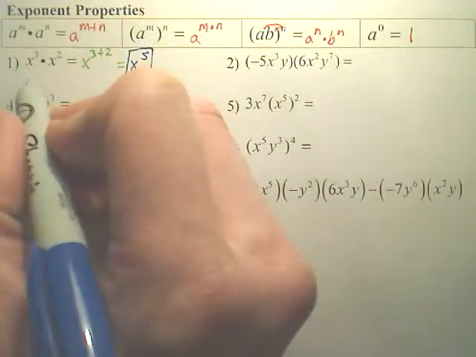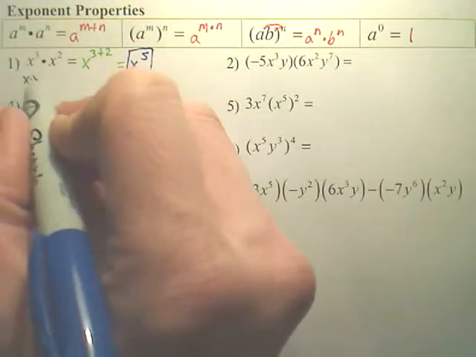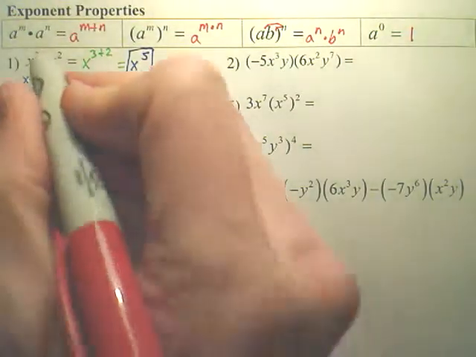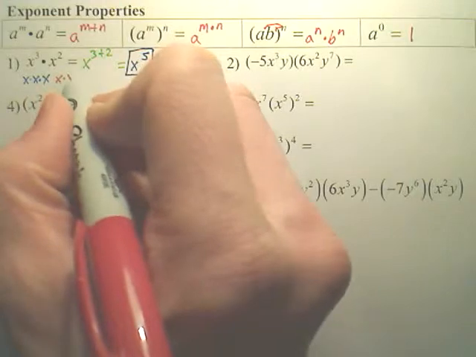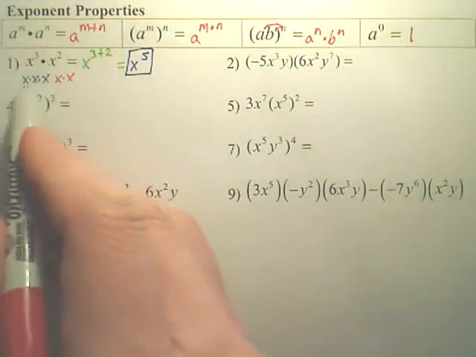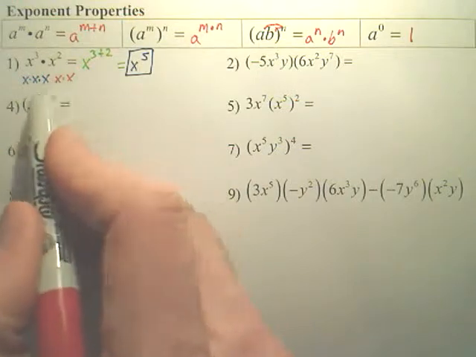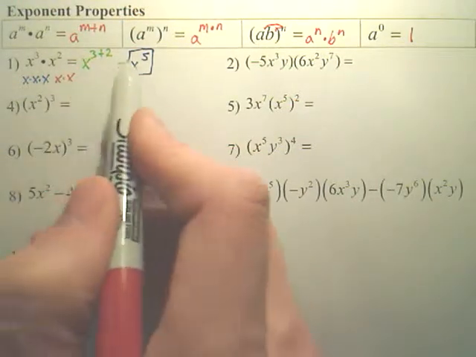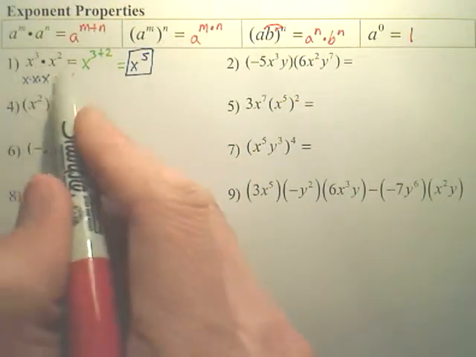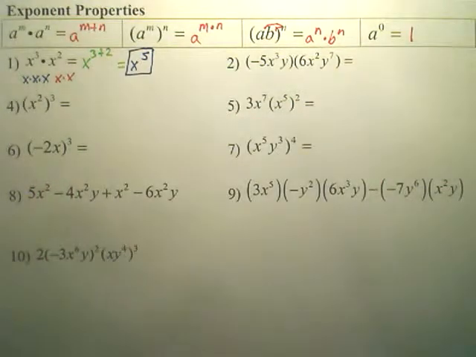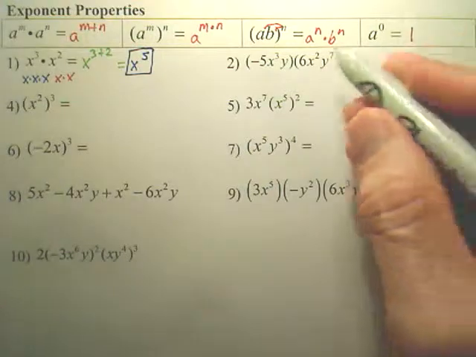Now, if you want to see this visually, x to the third is this. X squared is this. How many x's do you have? 5. Isn't this x to the 5th? X times x times x, 5 times. So if you want to draw it all out, you can, but it's a lot easier just to add the powers. Hopefully you can get to the point of just adding powers.